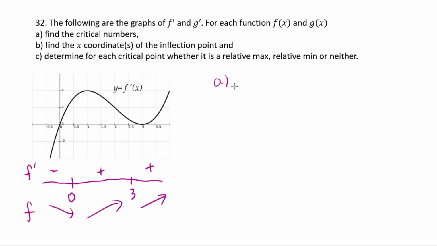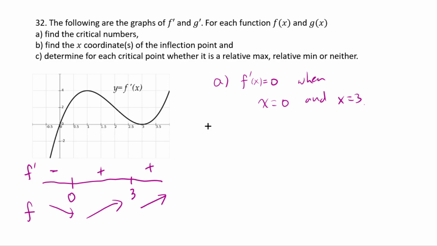A, find the critical numbers. Well, the critical numbers are where f prime is 0. Okay. When x is, we just noted here, 0 and 3. When x is 0 and x equals 3. Those are the critical numbers. Okay. Now, find the x-coordinates of the inflection points.